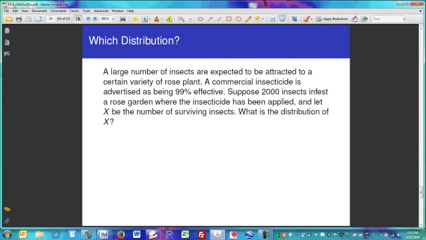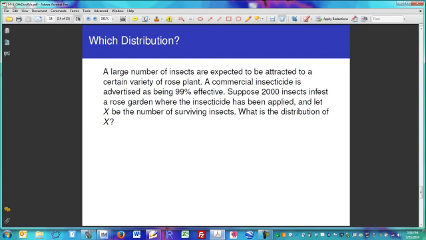So if we go back to the previous 3 distributions we've studied, that would be the Bernoulli, the binomial, and the Poisson, we can definitely see some fits there. So it's not a Bernoulli random variable because it's not a single trial. We can think of it as 2,000 trials because each insect is in effect a trial.